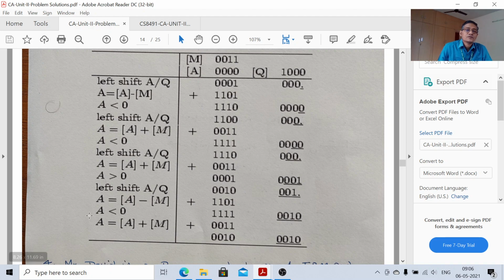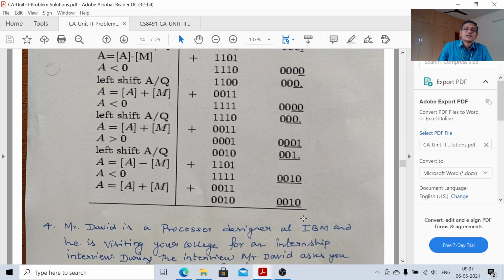Now we perform A equal to A minus M, because the previous value of A is positive. So that is A equal to A minus M. It results in 1111. So if A is less than 0, assign Q naught to 0. We have assigned, and finally we need to perform A equal to A plus M. So A equal to A plus M gives 0010, which is available in the A register, and the quotient register 0010, which is the final result.